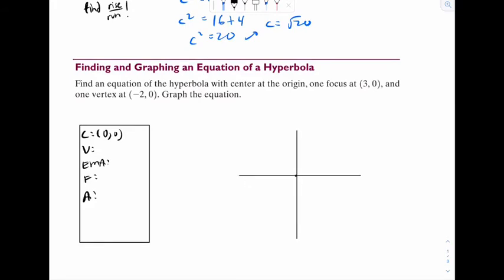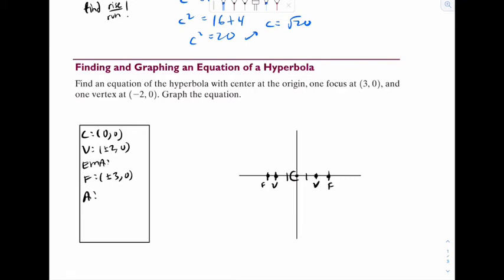So our center is at 0, 0. We have a vertex at -2, 0. And then a focus at 3, 0. So if the vertex is here, that means that there's another vertex on the opposite side. So plus or minus 2, 0. The focus is here. There's another focus on the opposite side. So plus or minus 3, 0. And that's all we know.